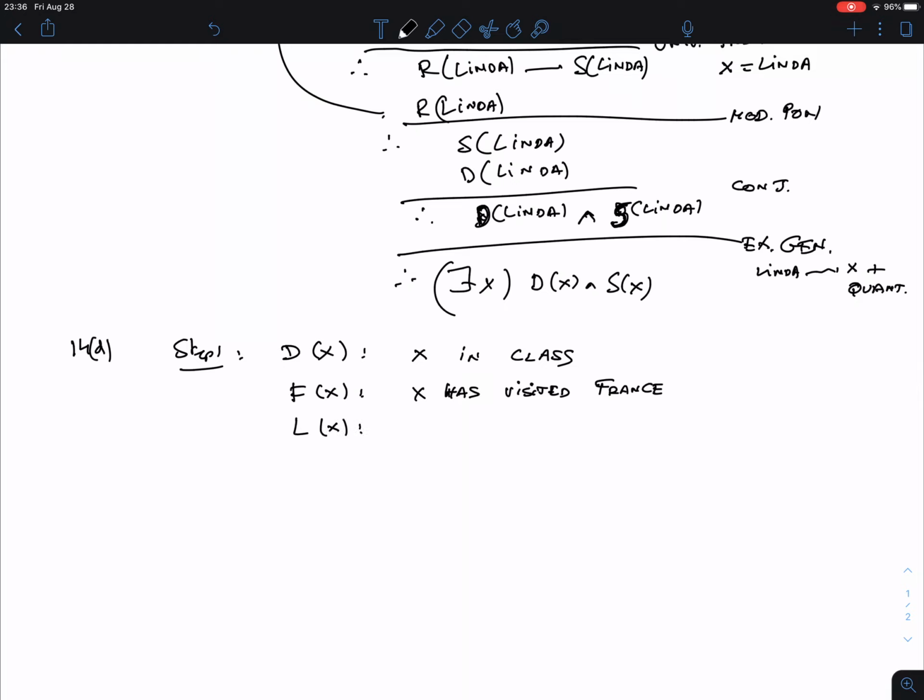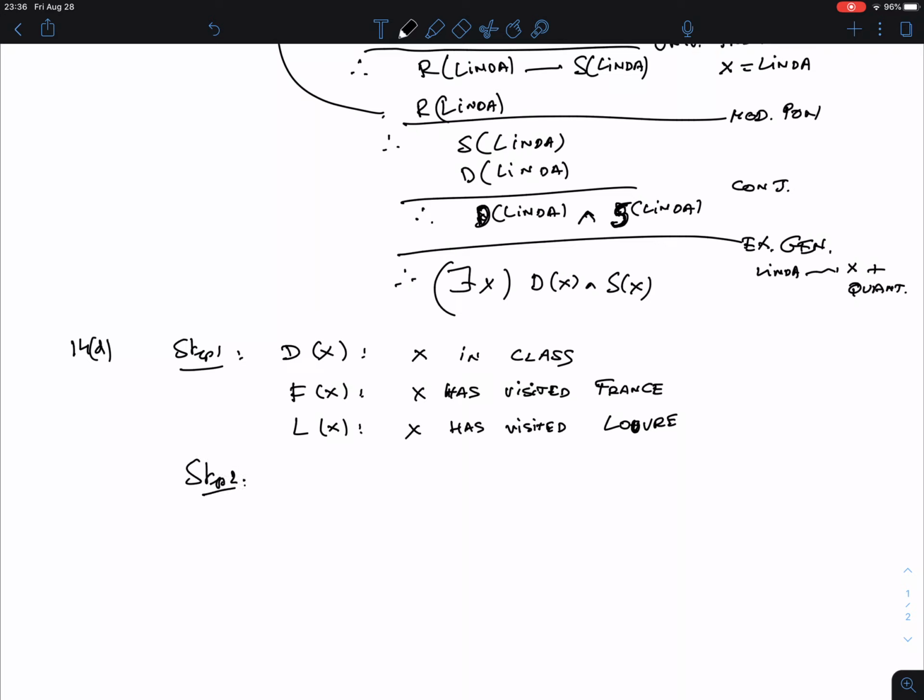The Louvre, if you don't know what that is, is a famous museum now, but it used to be the royal palace, and it's a huge royal palace. It's probably the biggest royal palace in the world. x has visited the Louvre. No, sorry, I don't know how to write Louvre. It's with a U, right? Of course, it's with a U. The Louvre. Okay, so that's step one.